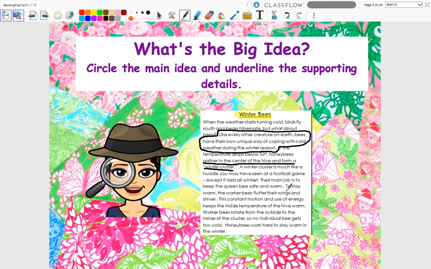Oh, look at these clue words right here. To stay warm, the worker bees will flutter their wings and shiver, right? Because that motion keeps them warm. Anything else? There's one other thing they do. Look right here. Our worker bees also rotate from the outside to the inside of the cluster. So every bee gets to kind of work their way back inside towards the center of the cluster to stay a little warm.